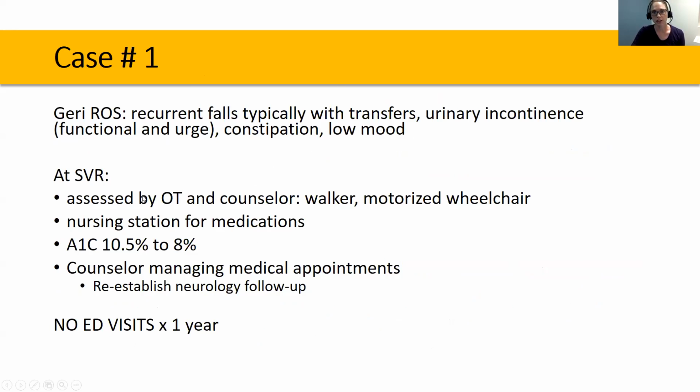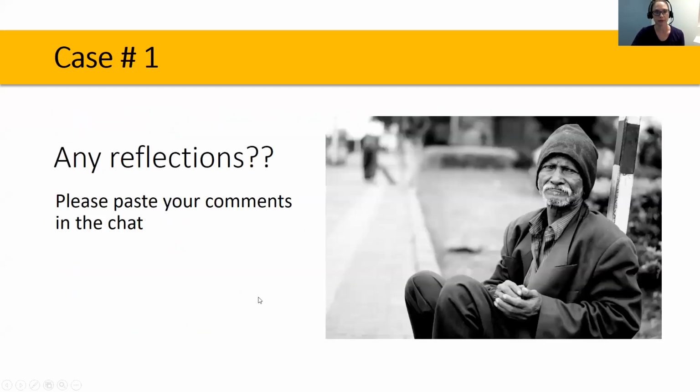And since being at Scarborough Village, which, as I mentioned, is a very supportive shelter, he's been able to be assessed by LIN Occupational Therapy and his counselor. He's been hooked up with a walker. They filled the forms to get him a motorized wheelchair. He goes to the nursing station for his medications. We see significant improvement in his hemoglobin A1C. They've started managing medical appointments, and they've been able to reestablish neurology follow-up. And remarkably, over the 1 year that he is now there, there have been no emergency department visits.